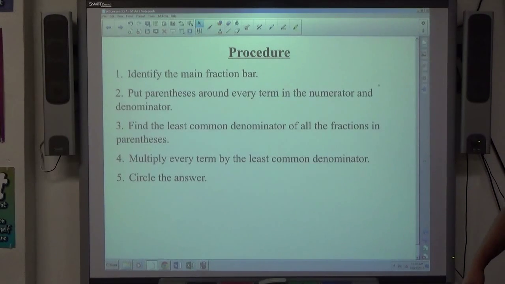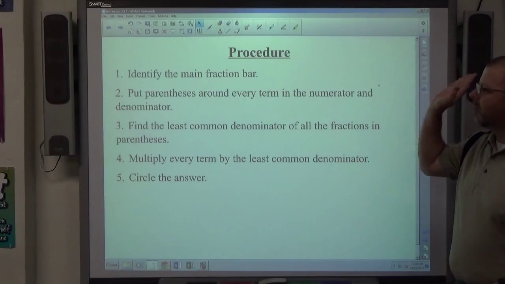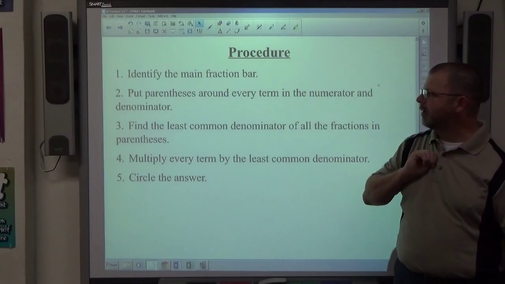We're going to be simplifying complex fractions that are a little uglier than the ones we had before. We're going to have fraction over fractions. And the procedure here is: identify the main fraction bar.